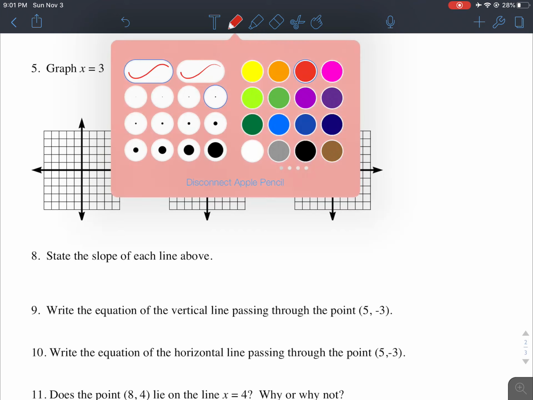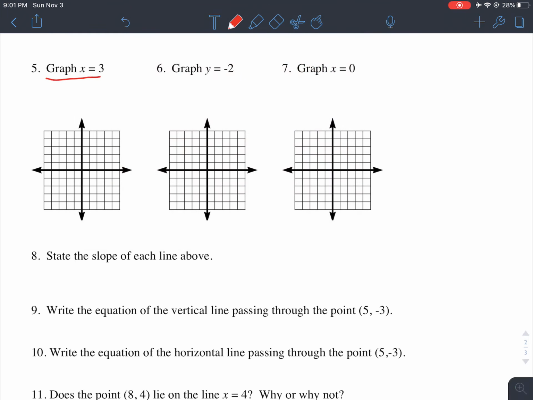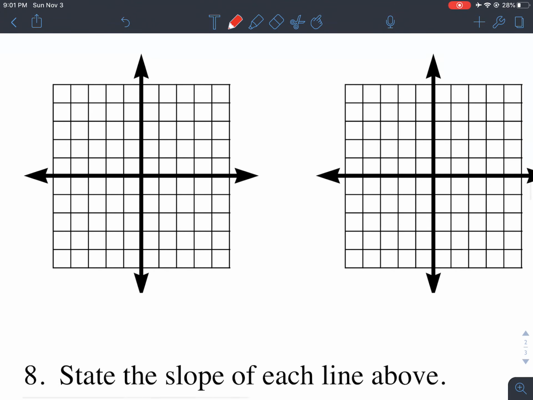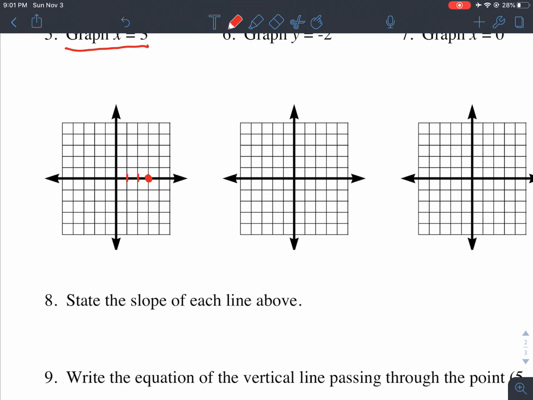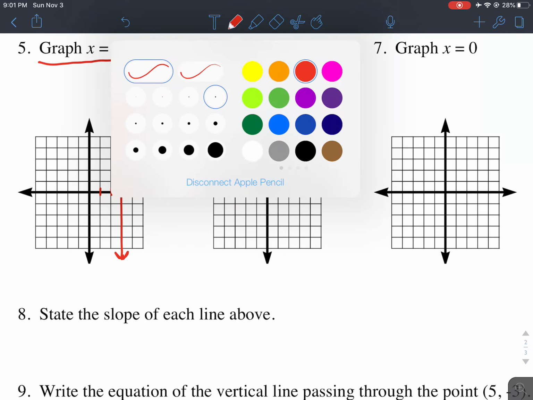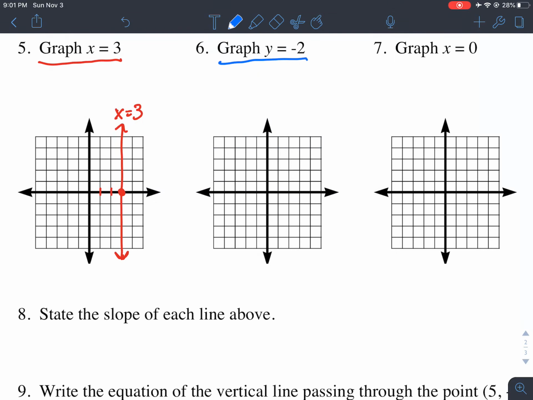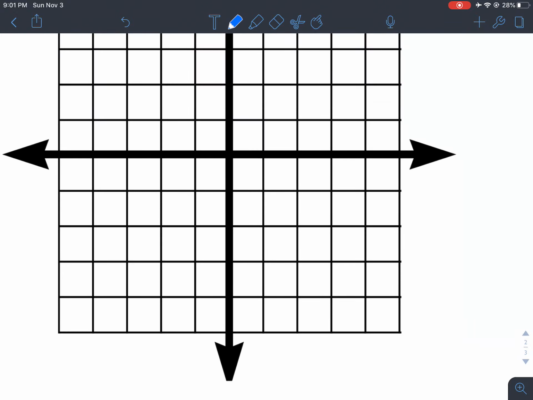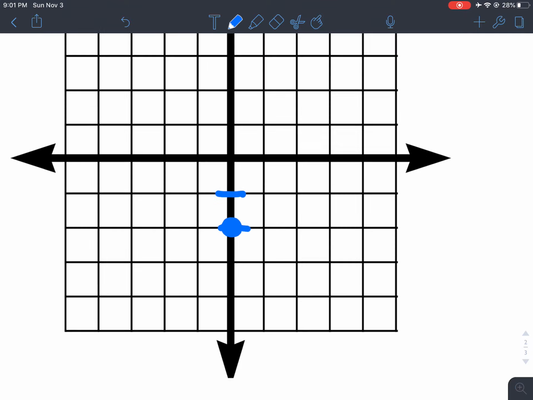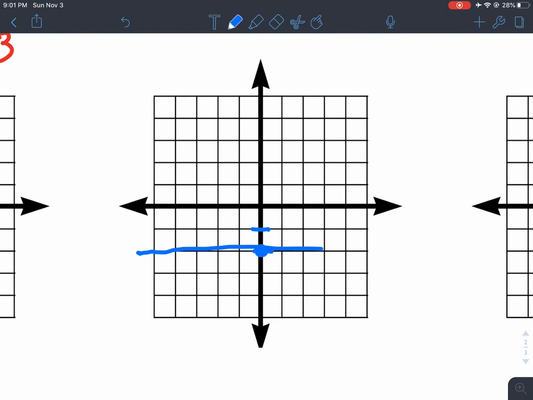Okay. Now what we want to do is graph. So our first equation here, we see it's x = 3. So on the coordinate plane, what I want to do is go to where x is 3. So 1, 2, 3. And then from there, all I have to do is draw the line that goes through that point. And there's my answer, x = 3. Next, y = -2. So now I'm going to go from the origin to where y is -2, in other words, down 2. And from there, draw the line that goes through.